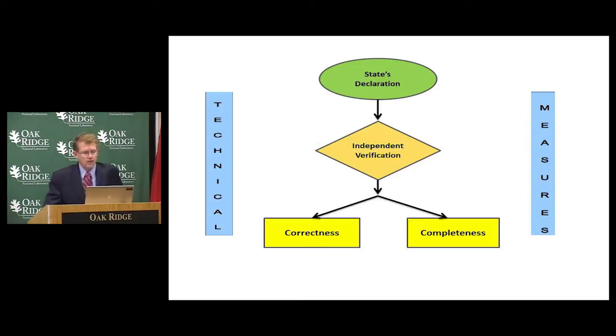So in terms of a simple diagram, the state will make declarations to the agency about its nuclear material and activities under INFCIRC 153, and information about its activities under the Additional Protocol if it's in effect within the country. Then the agency, the IAEA, has to independently verify this information from the two aspects: that the information provided is correct and that it is complete.